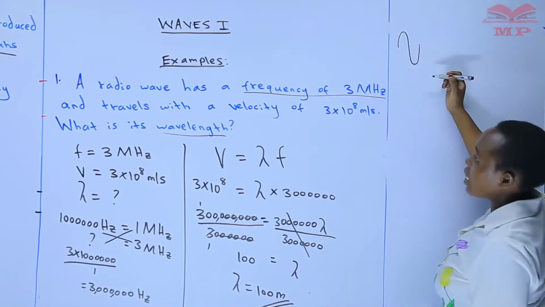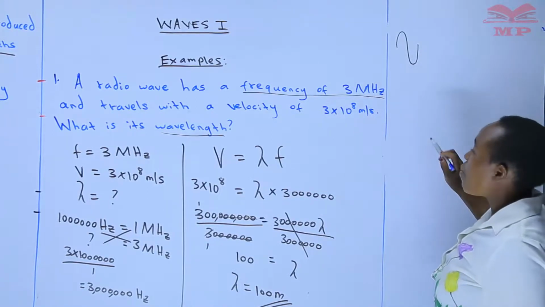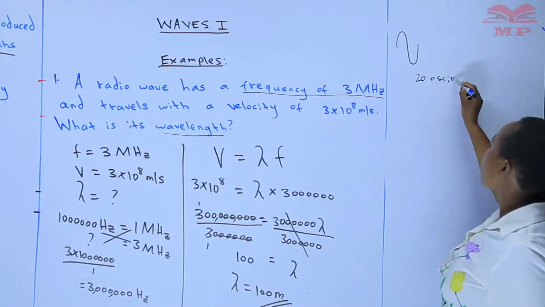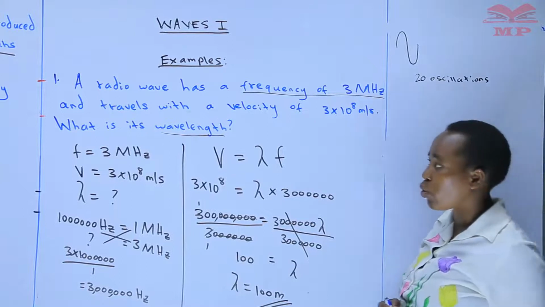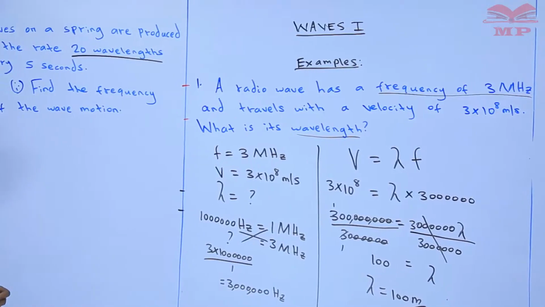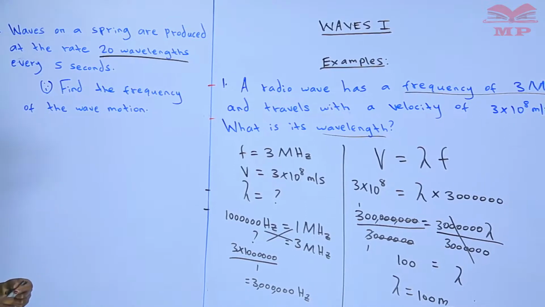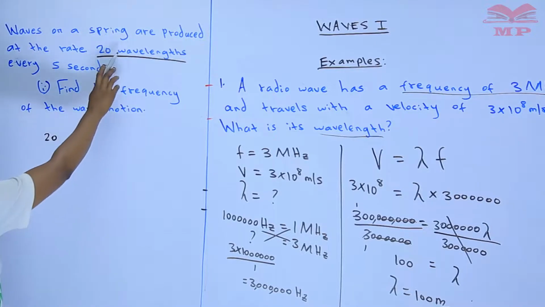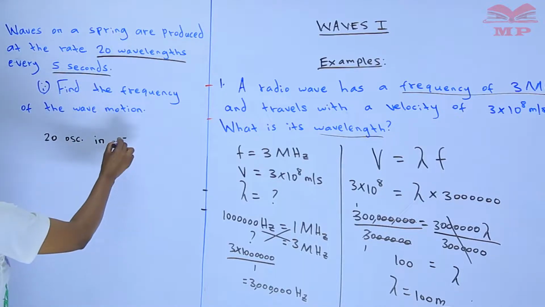That is one wavelength. Then if we continue, we are having 20 wavelengths, meaning that 20 wavelengths is an equivalent of 20 complete oscillations, because one wavelength is an equivalent of one oscillation. So we are told to find the frequency of the wave motion. And we know that frequency refers to the number of oscillations in 1 second. So we have 20 oscillations, and they are in 5 seconds.